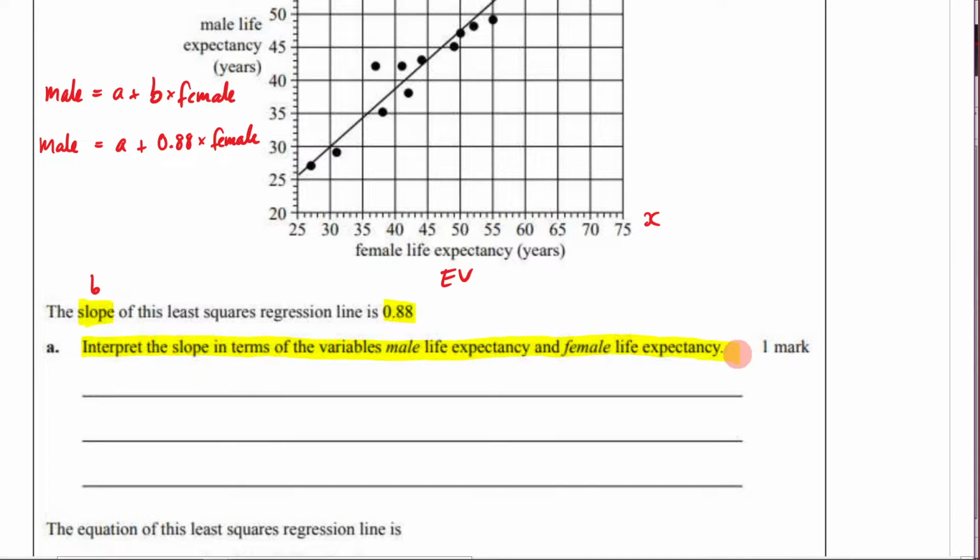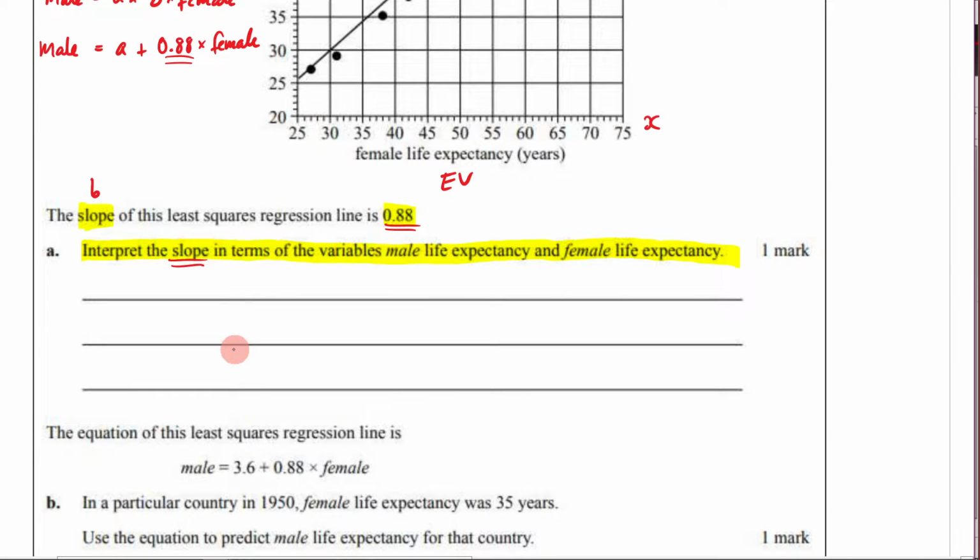Okay, next, we're told that we need to interpret the slope in terms of the variables male life expectancy and female life expectancy. So we have to interpret what the slope of 0.88 is telling us. And because we've placed our explanatory variable and response variable in place, it makes it a lot easier for us to interpret what the slope is saying. It's saying that on average, the male life expectancy increased by 0.88 years for each 1 year increase in the female life expectancy.